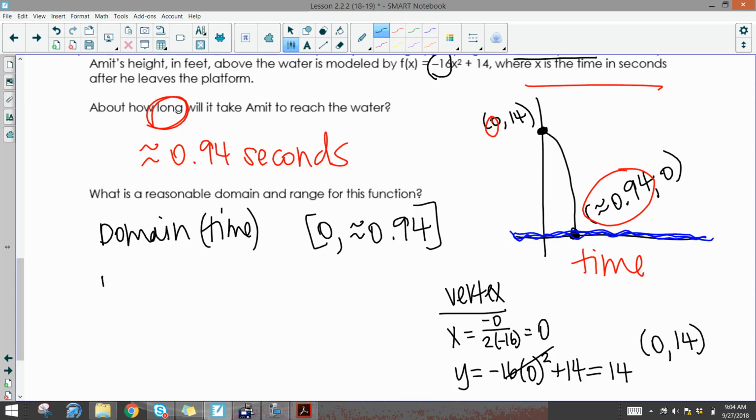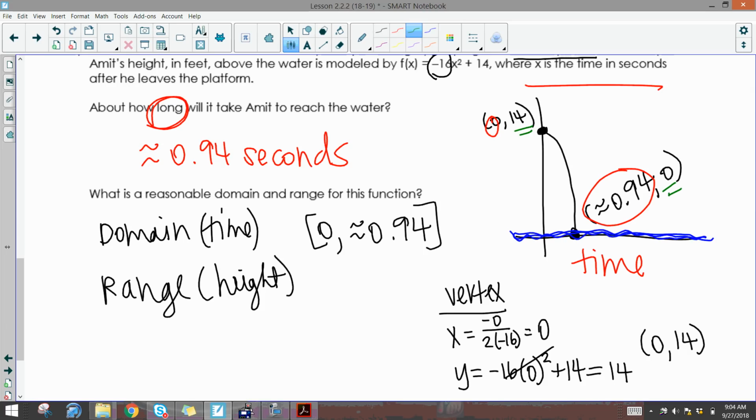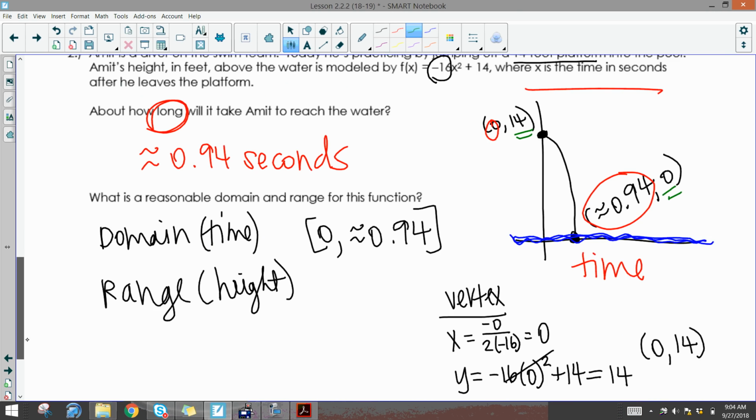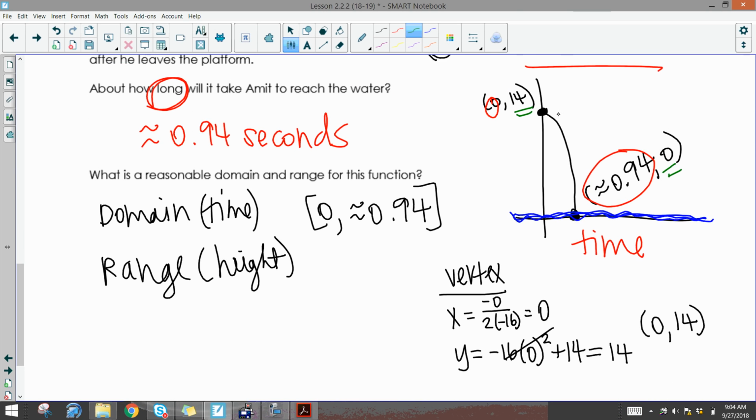For my range, range is describing our height. Sorry, my writing's getting pretty sloppy here. All right, so the lowest that we care about is this 0 right here when he's in the water. The highest he goes is 14, and I think it's feet. Yeah. Okay, the highest he goes is 14 because that's where he starts from. So my range will go from 0 to 14. It should be a 0, sorry.